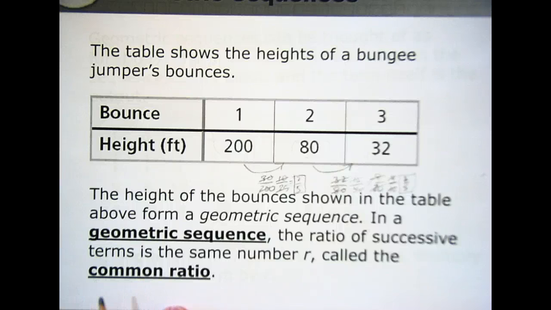Wait, how did you get 25? We divided 80 by 8 and 200 by 8. Yeah, we divided them both by 8.